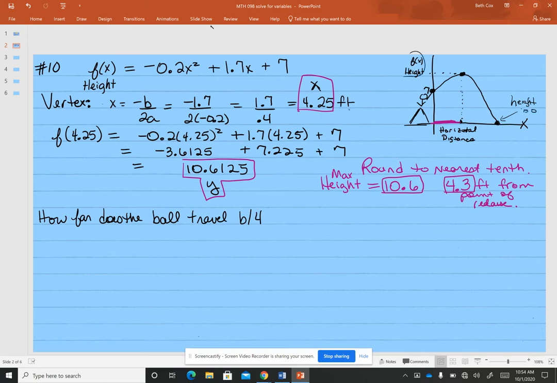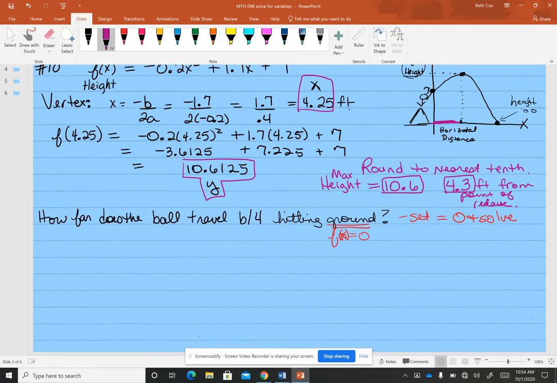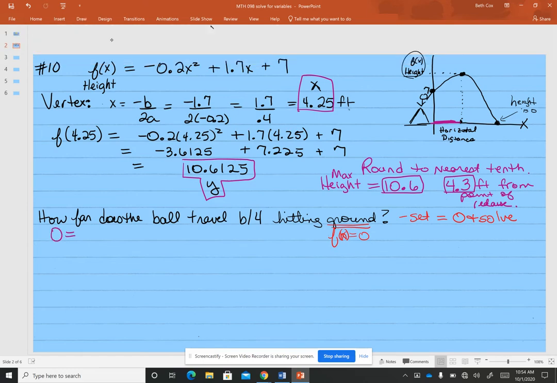And remember, our function represents the height. And so when we're doing how far before it hits the ground, we are actually setting our function equal to 0 and solving. That's what that means. This means the ground, h is 0, or f of x is 0. So we set equal to 0 and solve. And so this is where you could use the quadratic formula if you wanted to, or the new method, which is what I'm going to introduce. So that is what I'm going to do. I'm going to set it equal to 0 and solve.